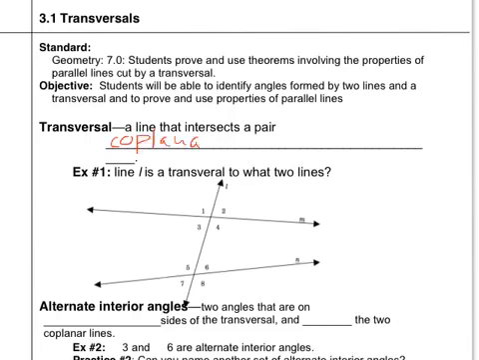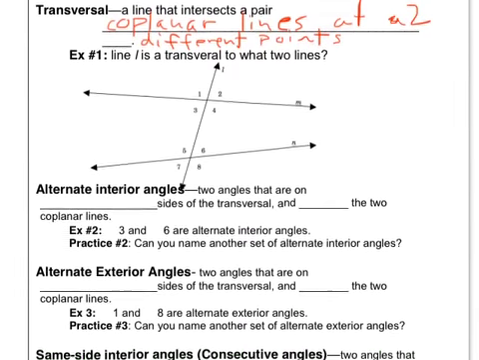coplanar lines at, I should say at two, didn't really give myself enough space here, at two different points. So here's an example right here. I have two lines that are on the same plane, intersected by a transversal, and it intersects at two different points. And these all create a whole bunch of different types of angles.